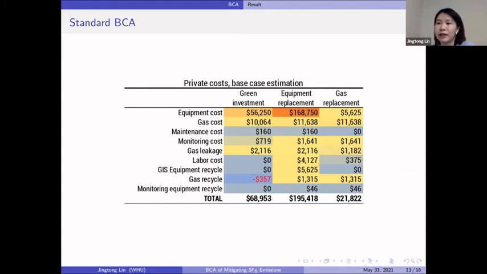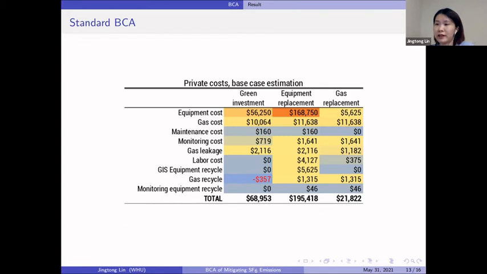All schemes have almost the same cost of buying the alternative gases because the volumes of GIS across schemes are the same. Other cost components are relatively small. And altogether, equipment replacement has the highest cost, followed by the green investment. Gas replacement, although still at the R&D stage, is least costly. In general, this also shows that if we were not pricing the environmental externality of SF6, firms will have high private costs for the deployment of the alternative gas, and they will not do this type of investment.